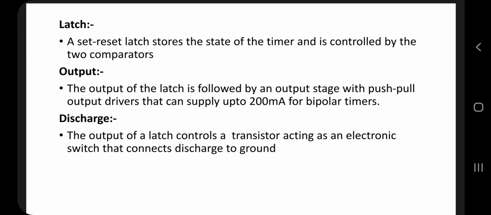Latch. A set reset latch stores the state of the timer and is controlled by the two comparators. Output. The output of the latch is followed by an output stage with push-pull output drivers that can supply up to 200 mA for bipolar timers. Discharge. The output of the latch controls a transistor acting as an electronic switch that connects discharge to ground.